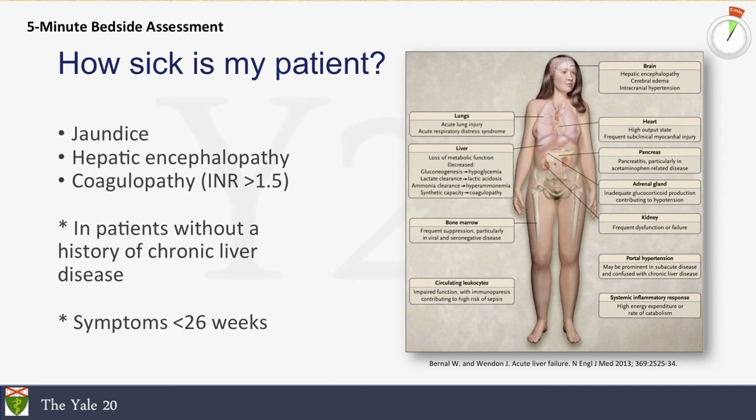Now, the significance of ALF comes from these 3 findings in the given time course. This constellation of findings over a short time course indicates a rapid decline of liver function, resulting in altered mental status and coagulopathy in previously normal individuals. ALF patients are, by definition, very sick. They're at increased risk of multi-organ dysfunction at all stages of presentation.